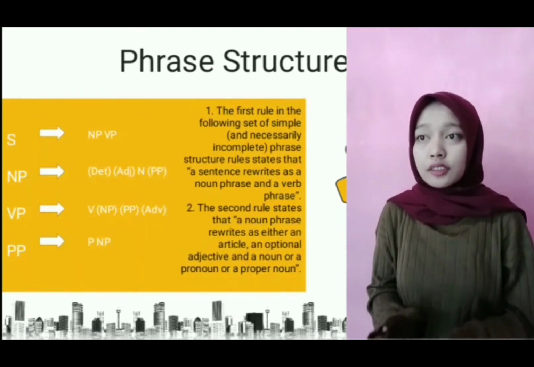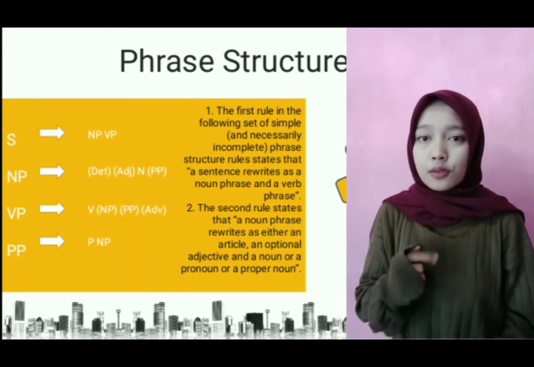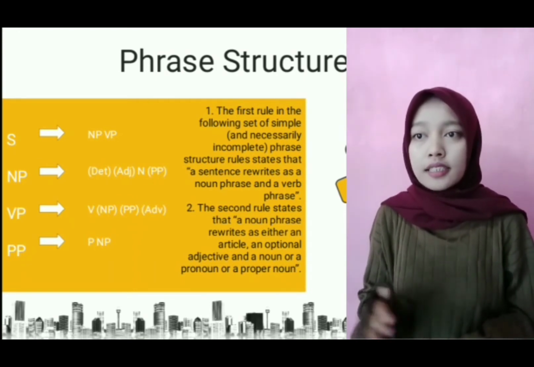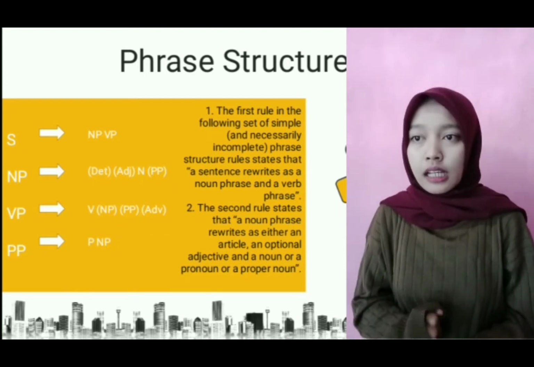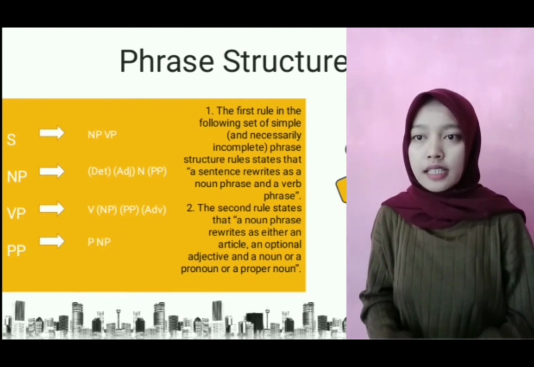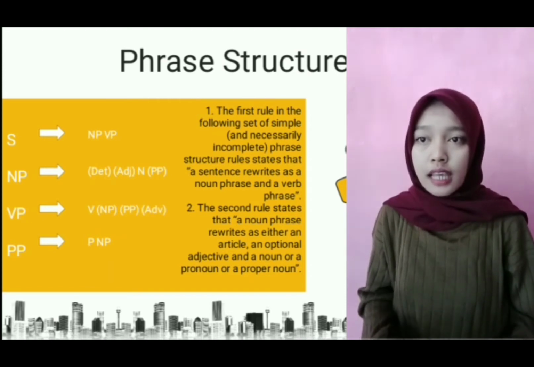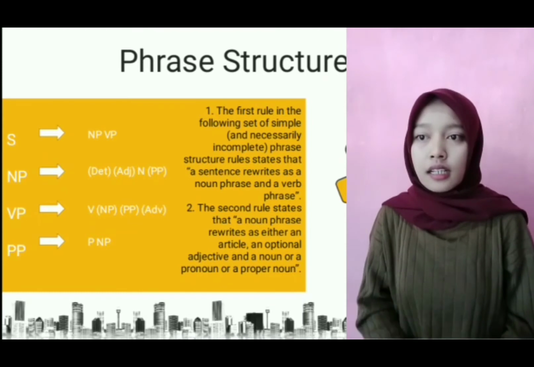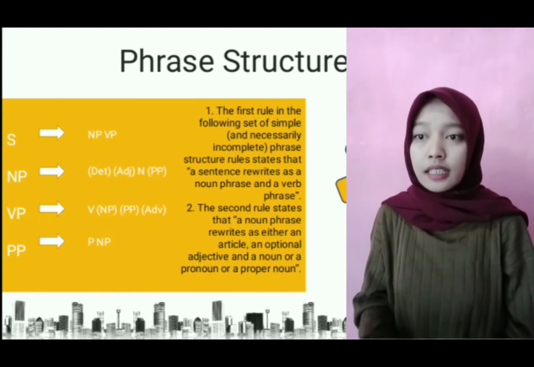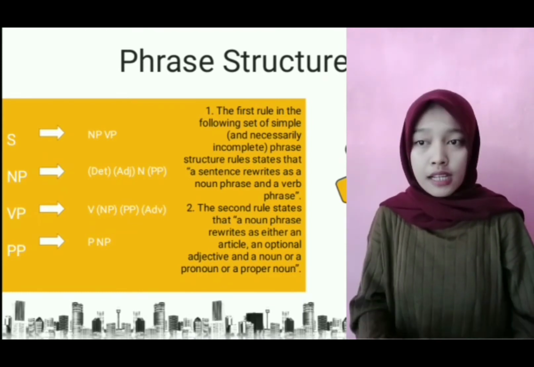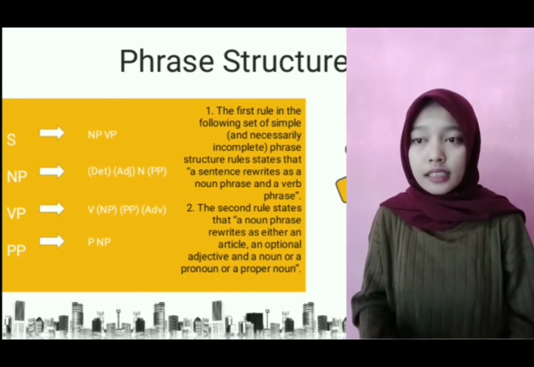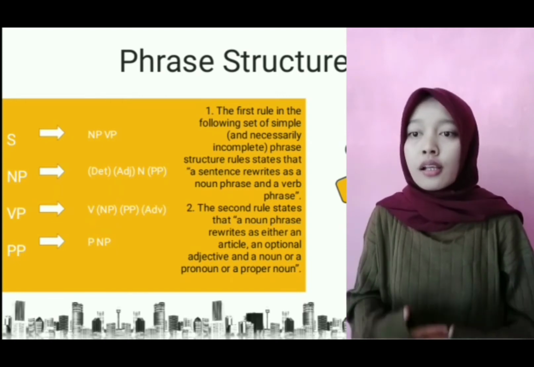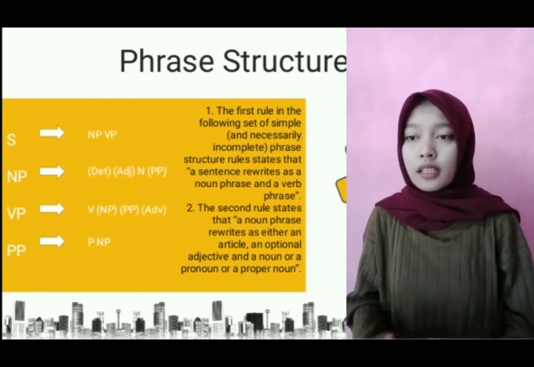And the phrase structure rules, the first rule in the following set, is simple and necessarily incomplete. Phrase structure rule one states that a sentence rewrites as a noun phrase and a verb phrase. And the second rule states that a noun phrase rewrites as either an article, an optional adjective, and a noun, or a pronoun, or a proper noun.